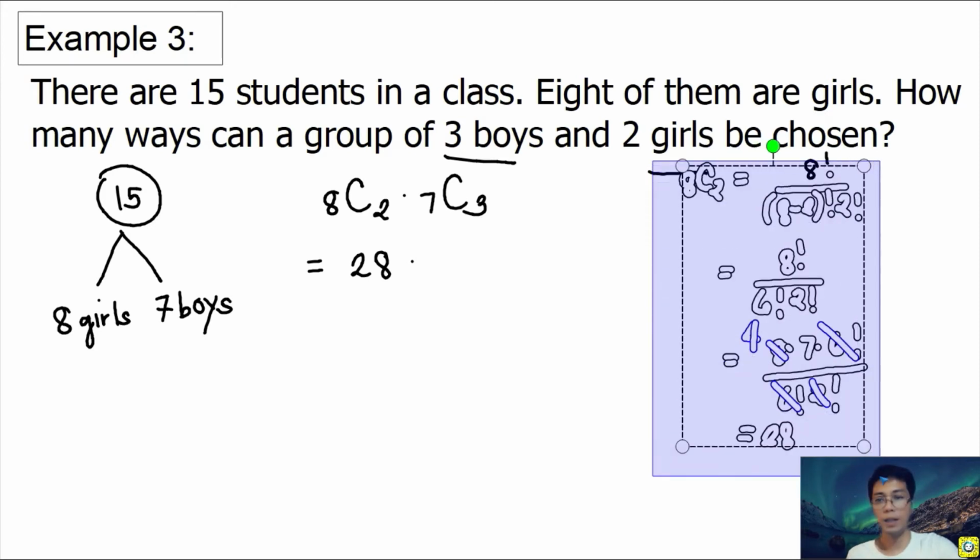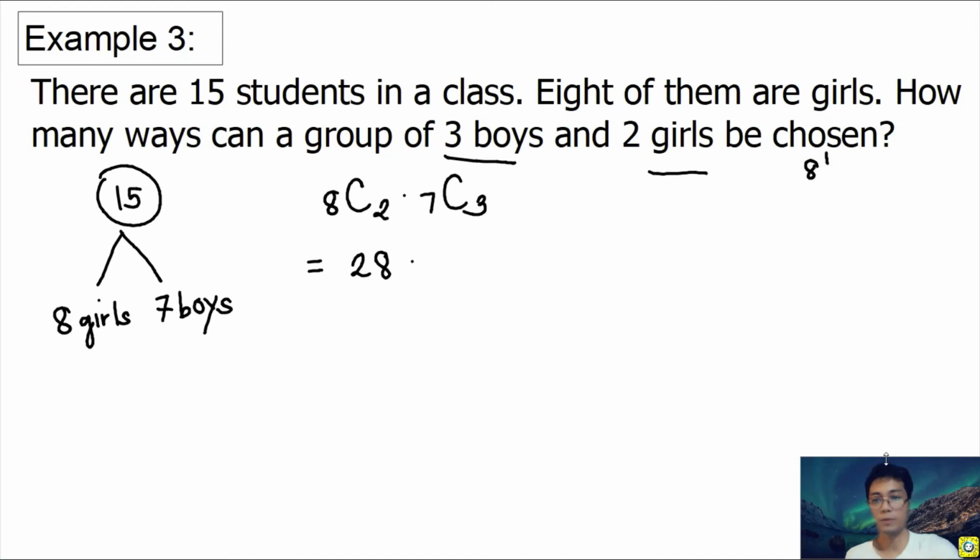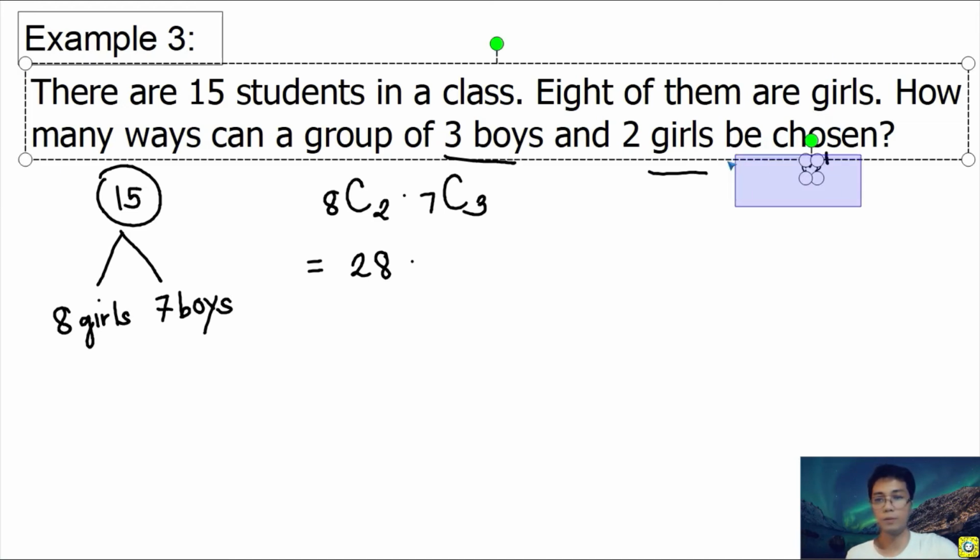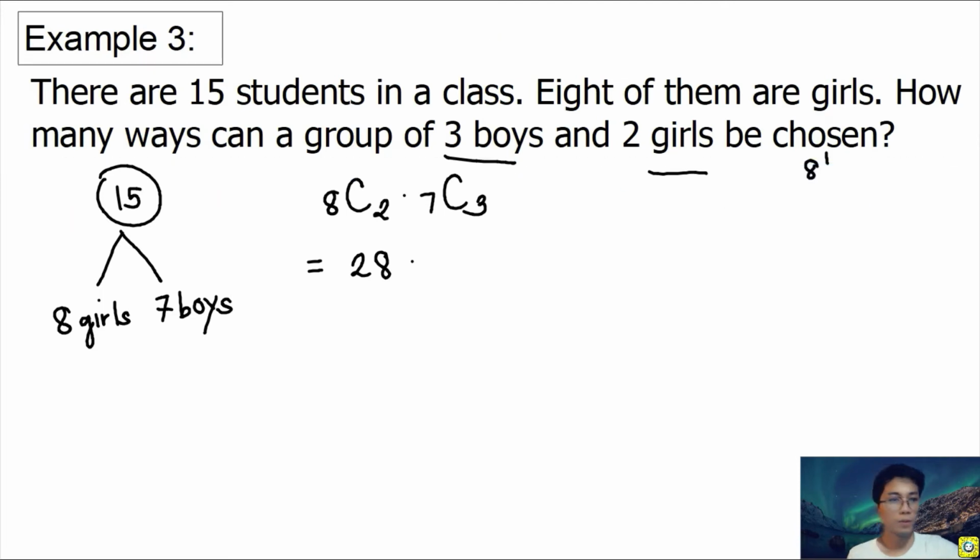Erase lang po natin. Okay. Erase natin po itong part na to. So, solve naman natin si 7 choose 3. Si 7 choose 3, that's equal to 7 factorial over quantity 7 minus 3 factorial, 3 factorial.